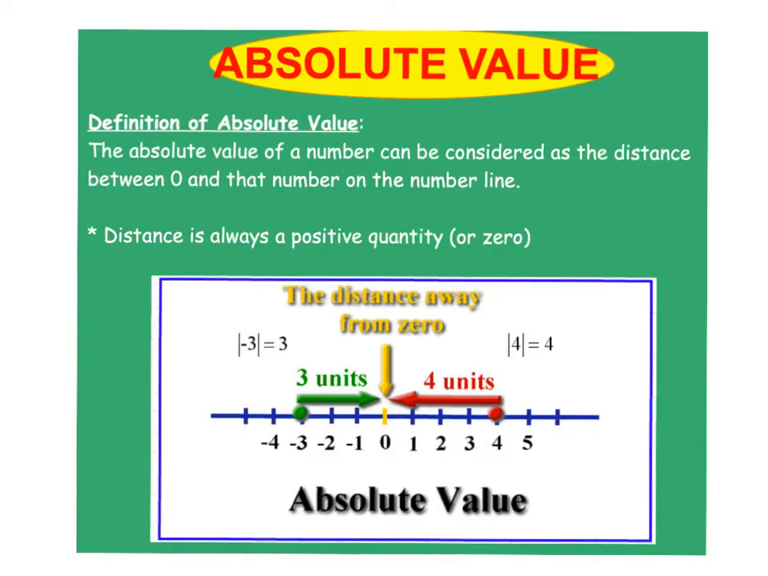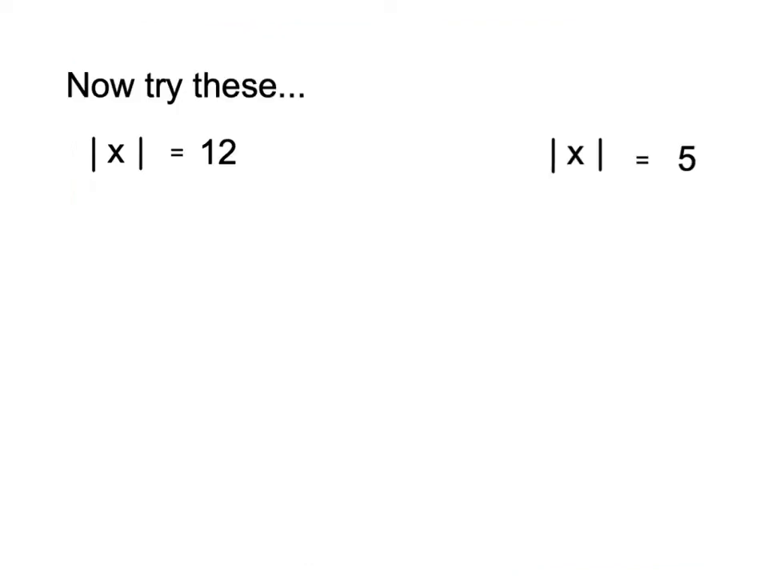So, definition. You don't have to write this one down. Consider it as the distance between 0 and that number on a number line. It is always positive. This is the one that we need to make sure you pay attention to. So now we're going to look at the equations. The absolute value of x is 12. So what number is 12?